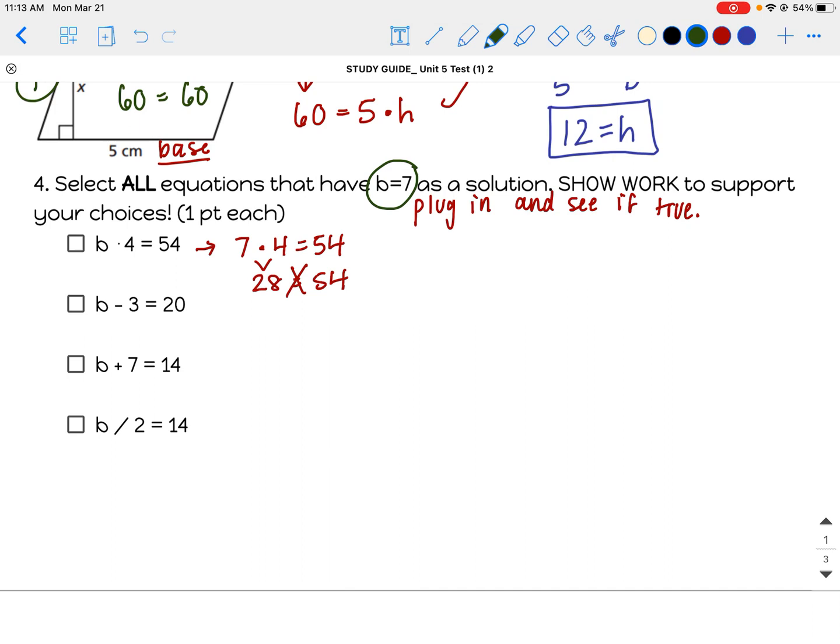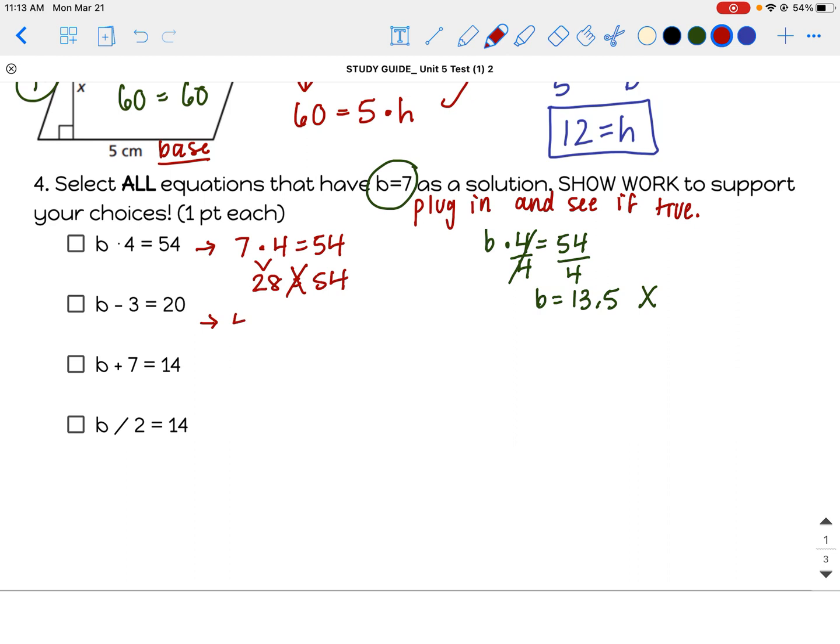Now your other way is you can actually just solve for b and see if it equals 7. So to do that, we would do the opposite, the inverse, right? The opposite of multiplying by 4 is dividing by 4. And that would tell us b equals 13.5, which isn't 7, right? So that would also not be true. All right, moving on to the next one.